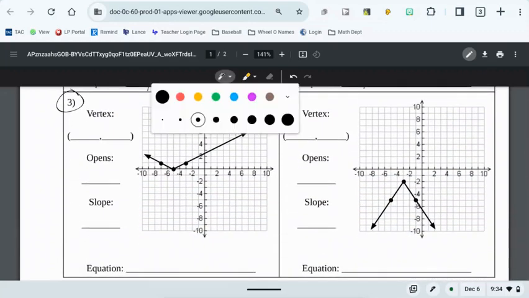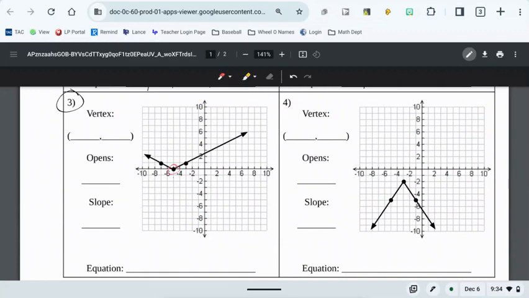Number 3. First step, find the vertex. This time it's on the x-axis. It's to the left, -5. So our x coordinate is -5, and we go up or down 0. So we're right on the x-axis, so our y value is 0. So -5, 0. The graph opens facing upward, which means our slope is positive. We go up 1 to the right 2. So it's a positive 1 over 2.